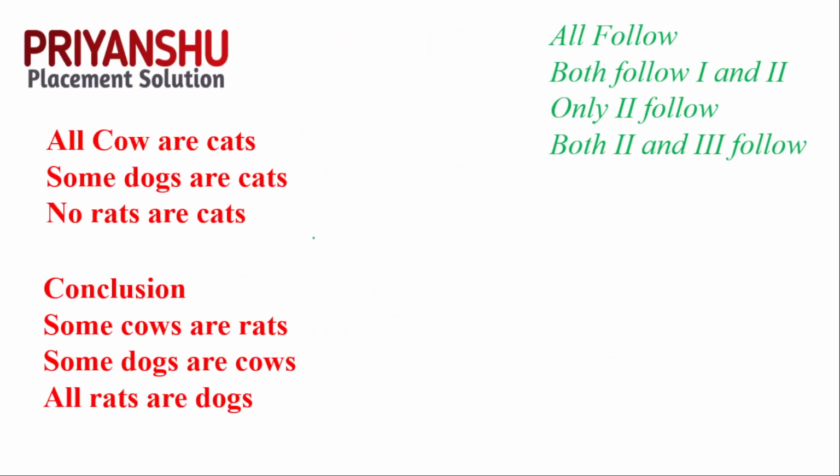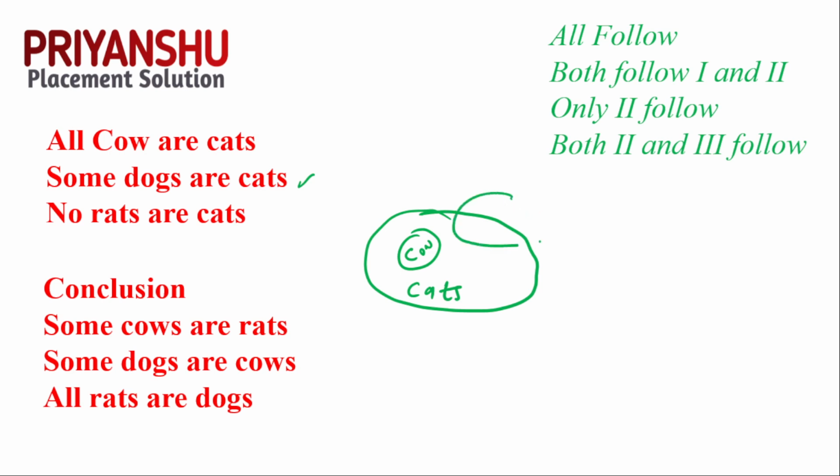The next is: all cows are cats. So just imagine this is a cow, and this is the cat. Now next is: some dogs are cats. So this is the dog. The next statement we have is: no rat is a cat.